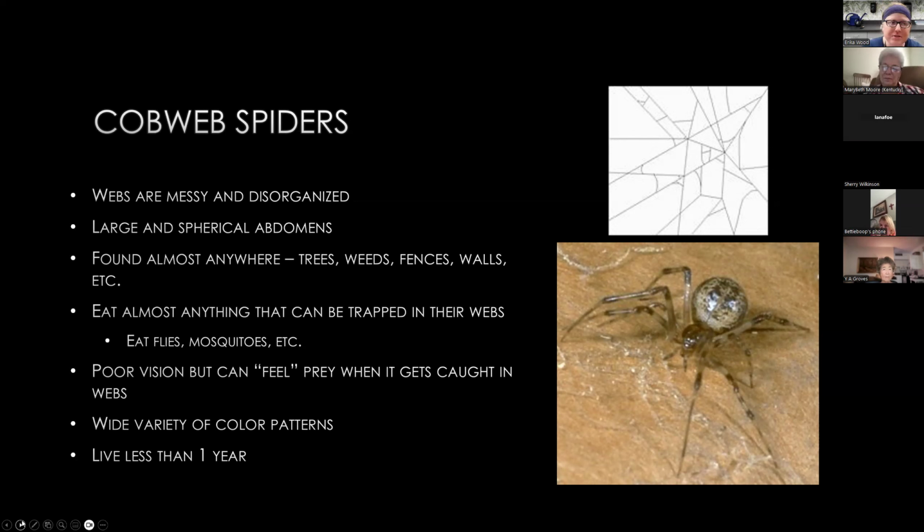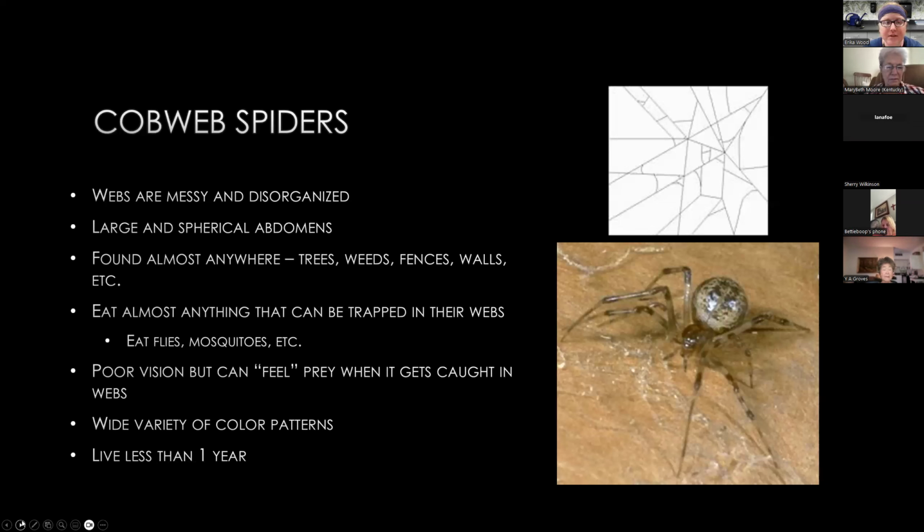But anyway, these cobweb spiders usually are more messy and disorganized when it comes to their webs, and this illustration here showcases that. It's a little less structured, especially when we next look into the orb weaver spiders, which create really well-defined webs. You can tell it's a cobweb spider because it has a rounder, spherical abdomen, and they're a little bit larger. So you're going to notice them more than some of the other spiders we're going to talk about.